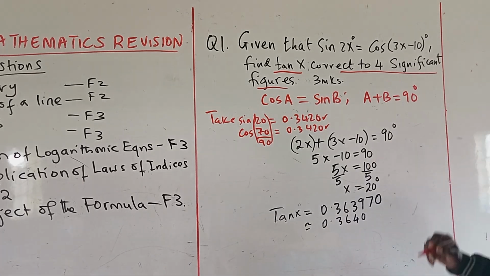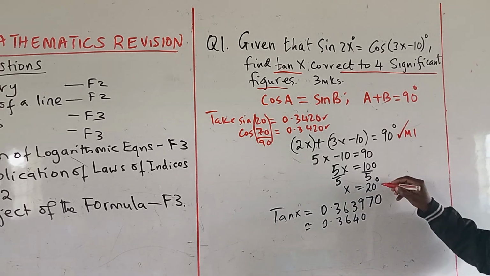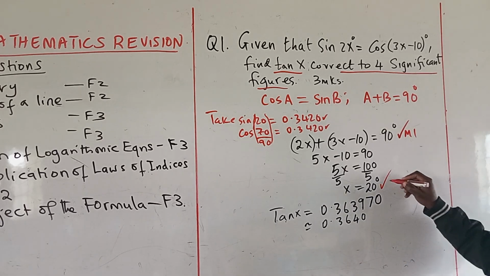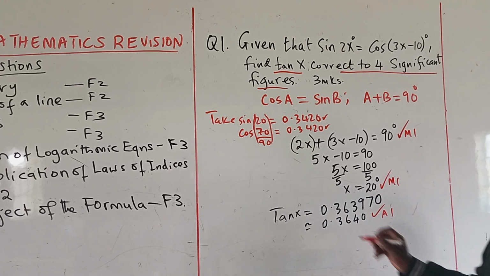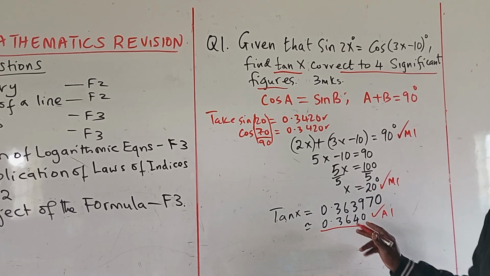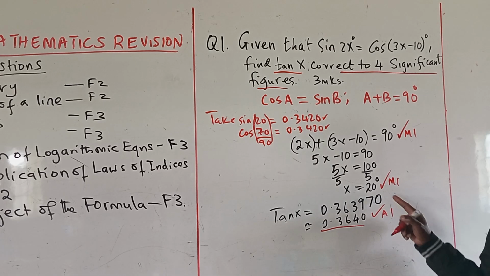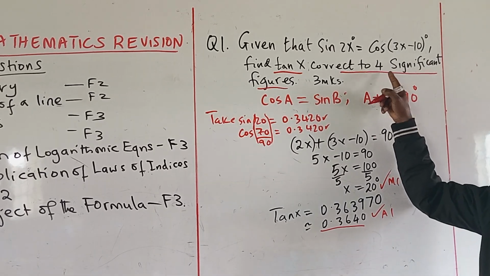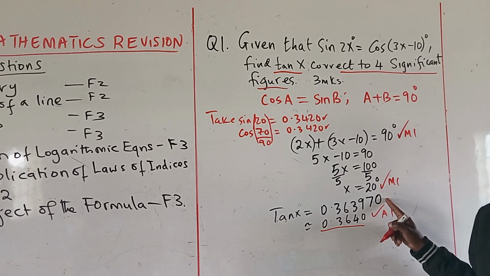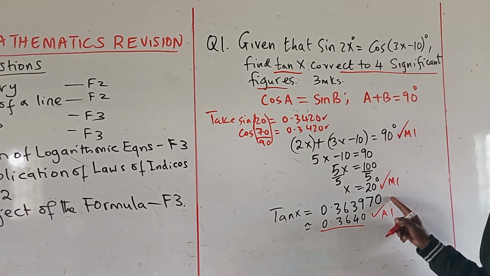The marking to this question: when the learner is able to have that, we award M1. When the learner gets that, we award an M1, and we give you A1 at this level. If a learner gave the answer at this level, then it will be A0 because his or her answer is not to 4 significant figures. So this is extremely important.